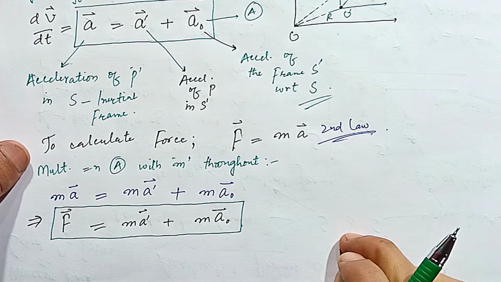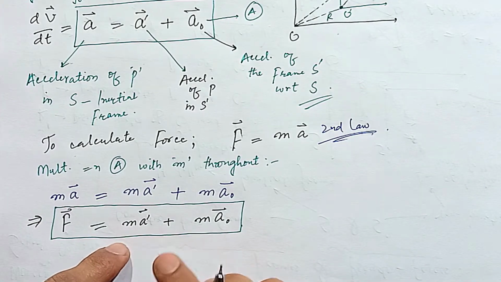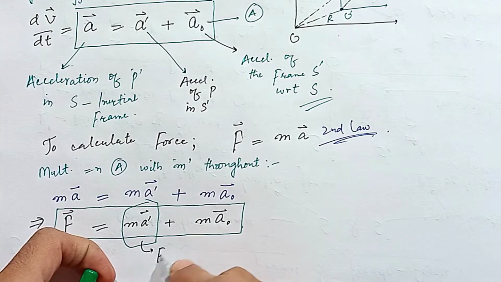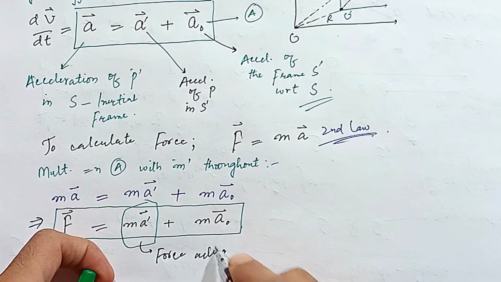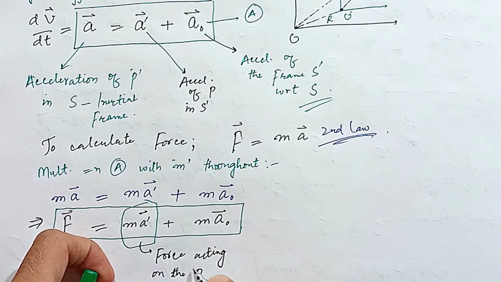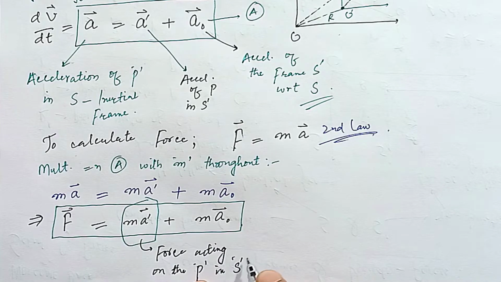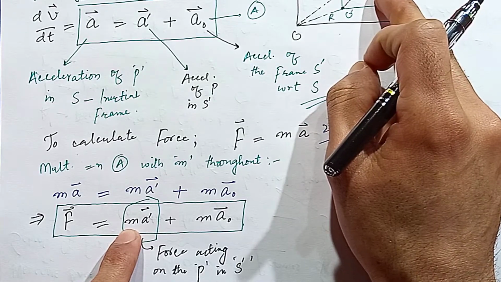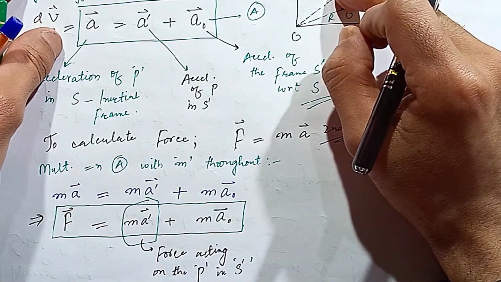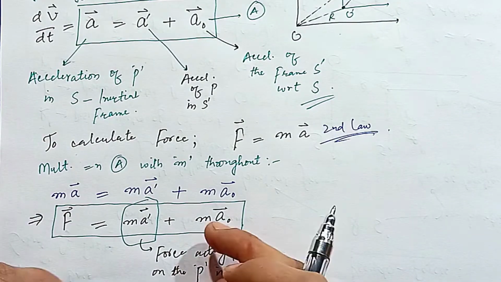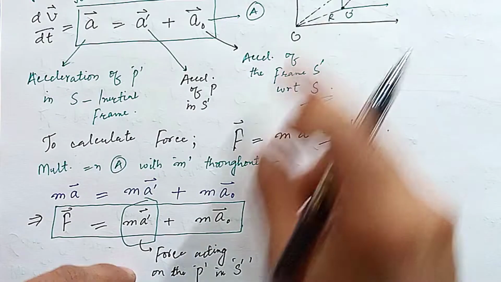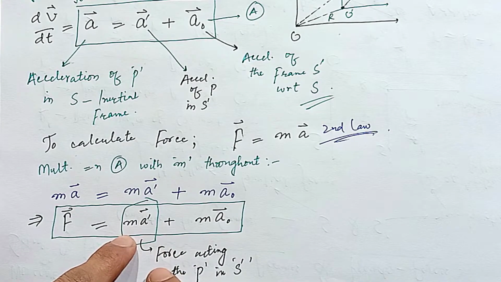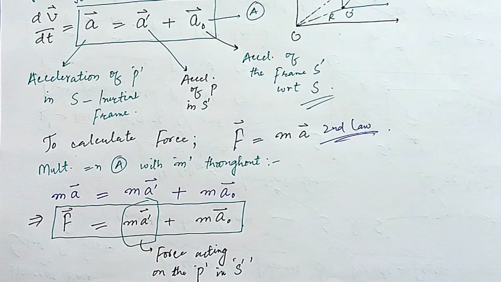So if we need to apply this, what does this mean? This is the force acting on the particle P in the frame of reference S prime. This is the actual force which is acting on this particle P in the frame of reference S prime. If we have to apply the second law of motion on this particle in the frame of reference S prime, since this gives the force, but this is not all, there is an additional term.